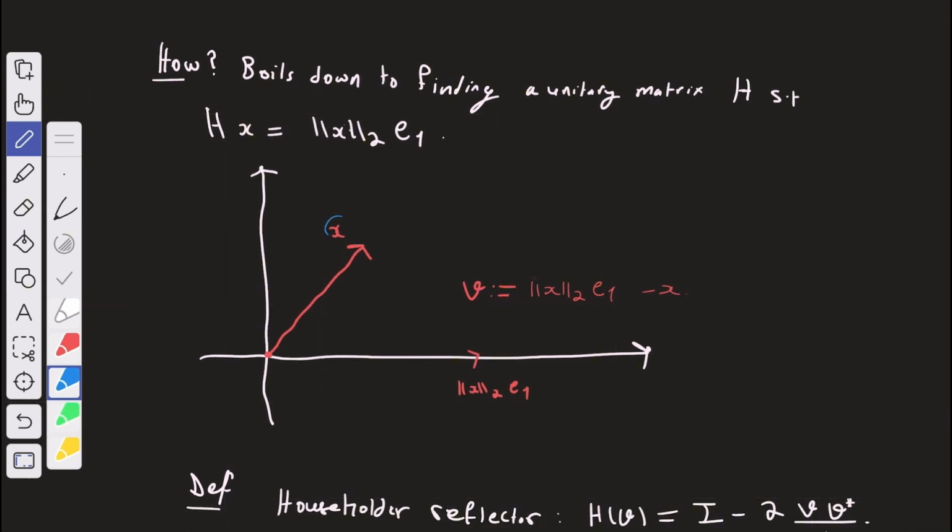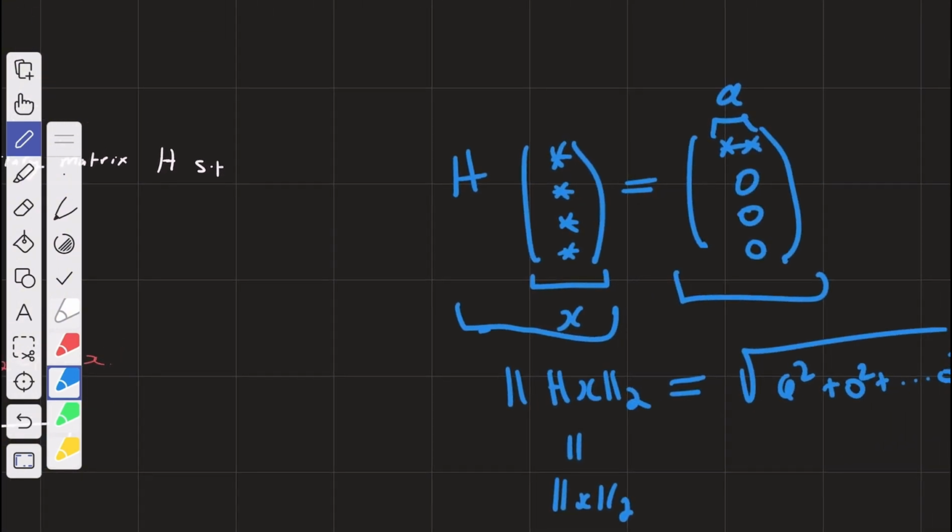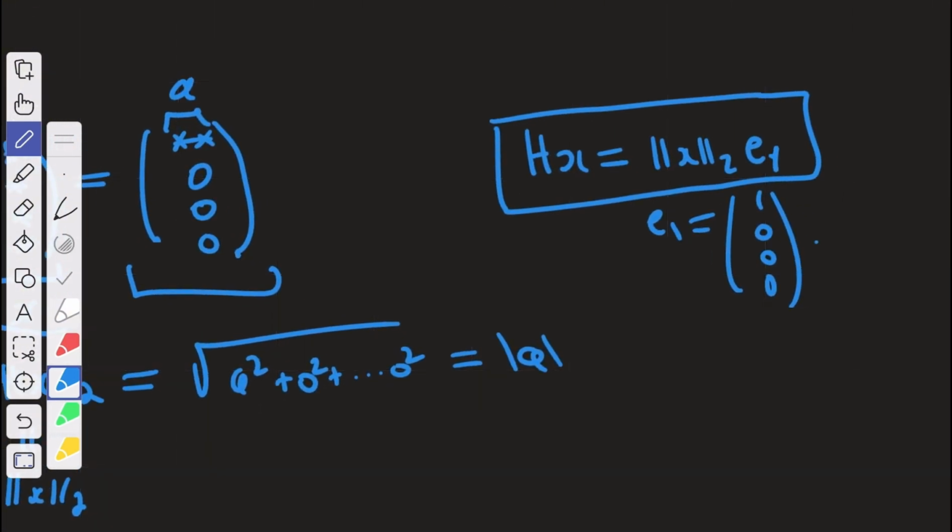If we start with a vector x, the norm of x times e1 will be somewhere here, somewhere on the x-axis. And we require this to be H times x, because this is what we're expecting from H. This is the expectation that we've shown here.